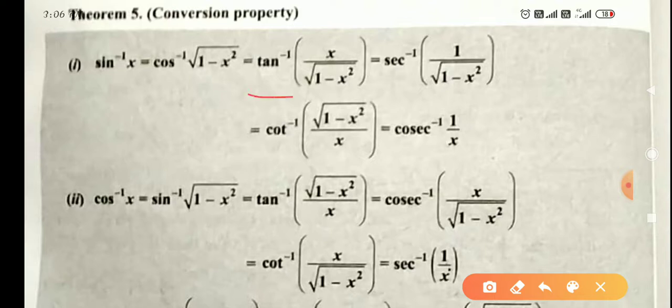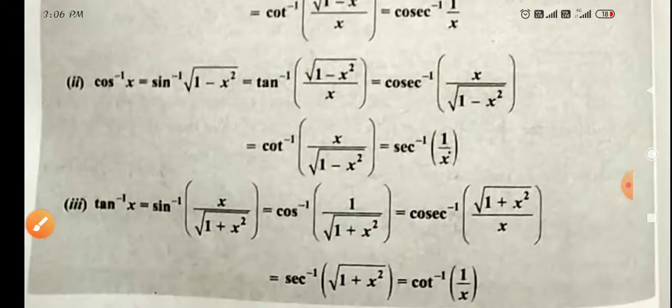And sine inverse x equals tan inverse x upon under root 1 minus x square, sec inverse 1 upon under root 1 minus x square, cot inverse under root 1 minus x square upon x, and cosec inverse 1 upon x. Just before, I told you property fourth. So like this, all properties are given.